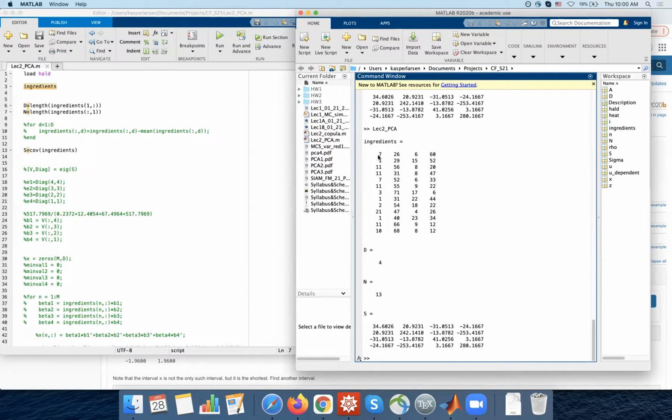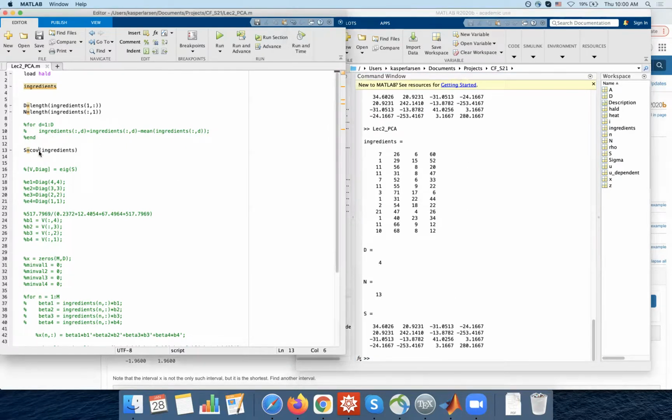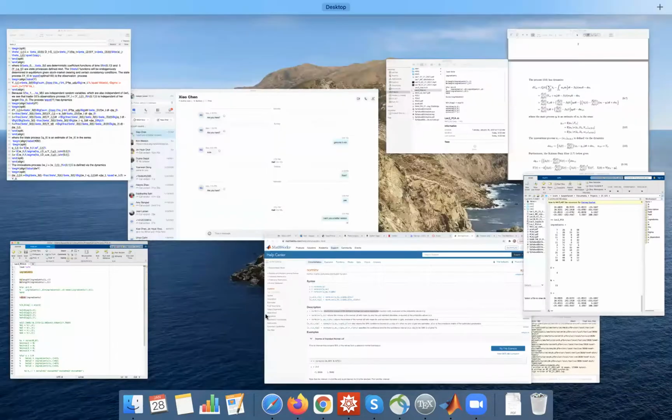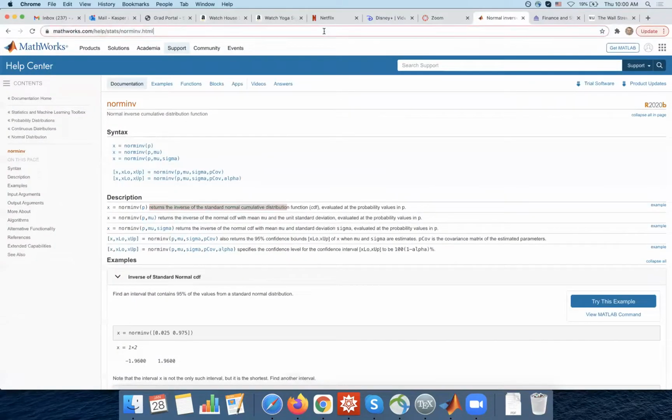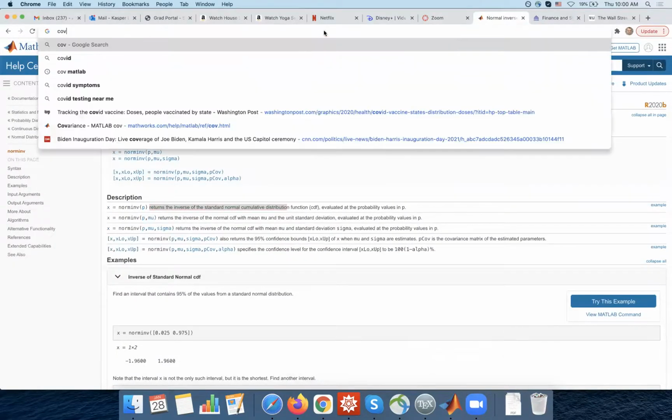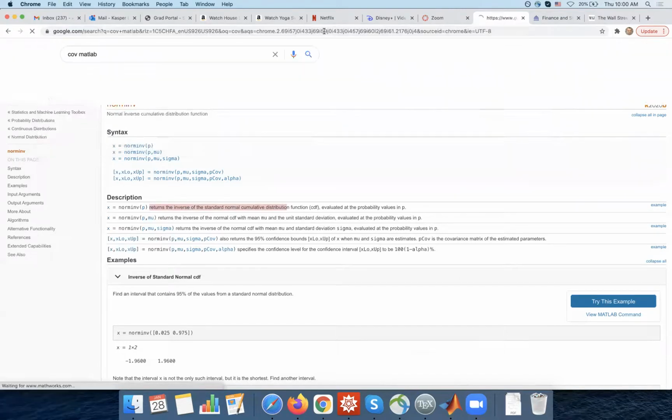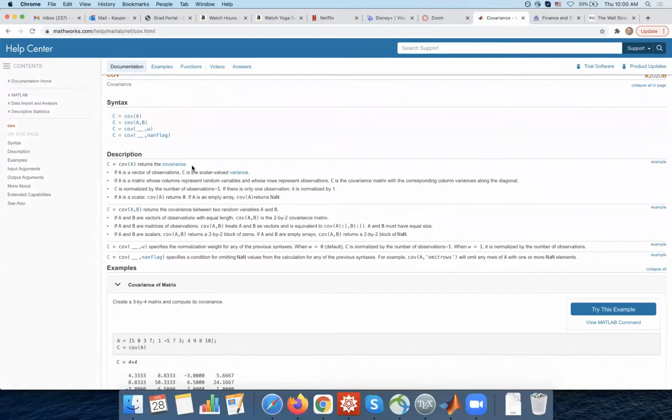So then we need this covariance matrix. And this is this S matrix here. It's very easy to call. In MATLAB, you just call covariance and it will give you what this is. And as usual, the thing to note is, what does this covariance command actually do? If you go over to MATLAB and search for the command, it'll return the covariance.